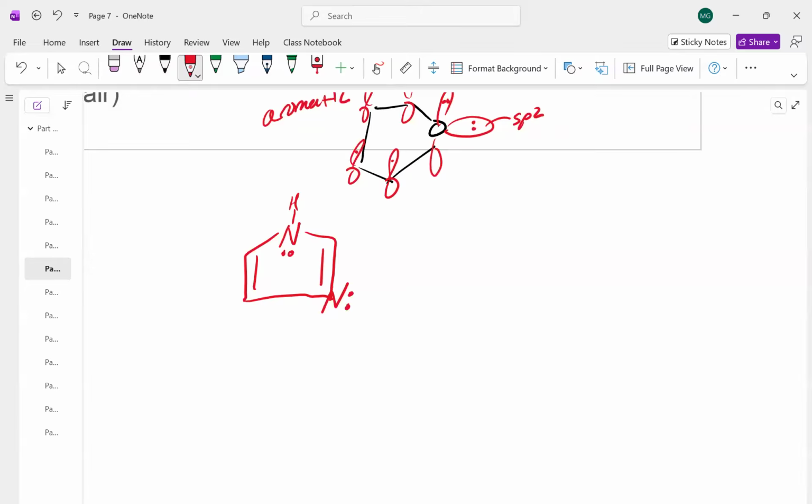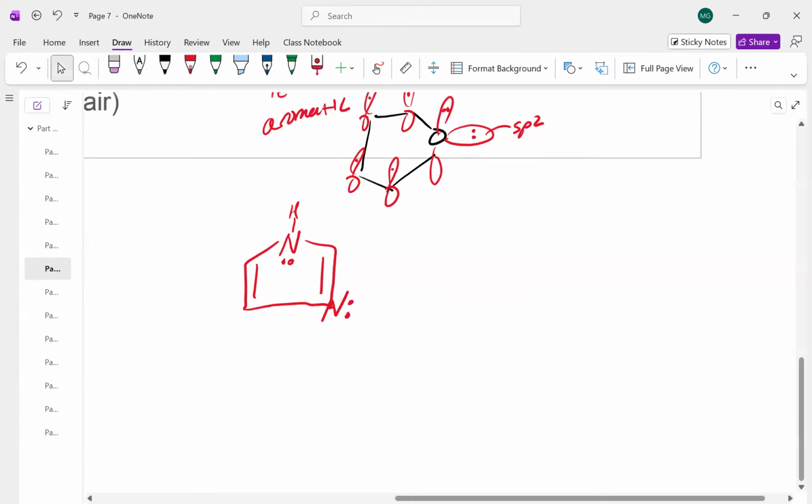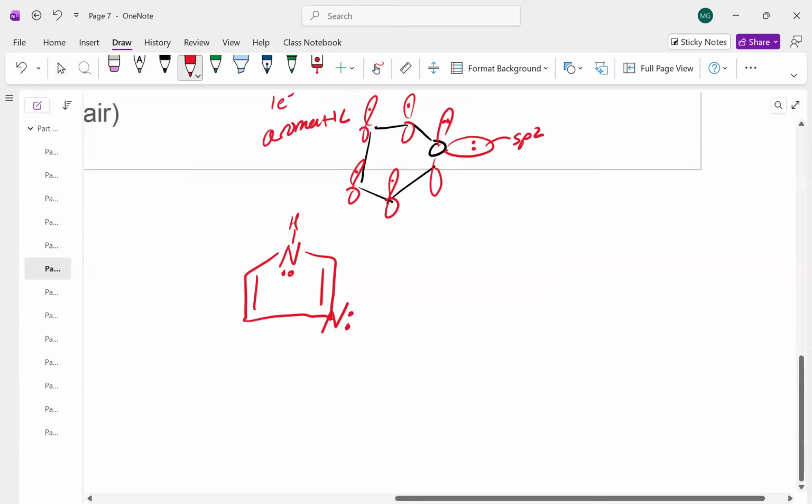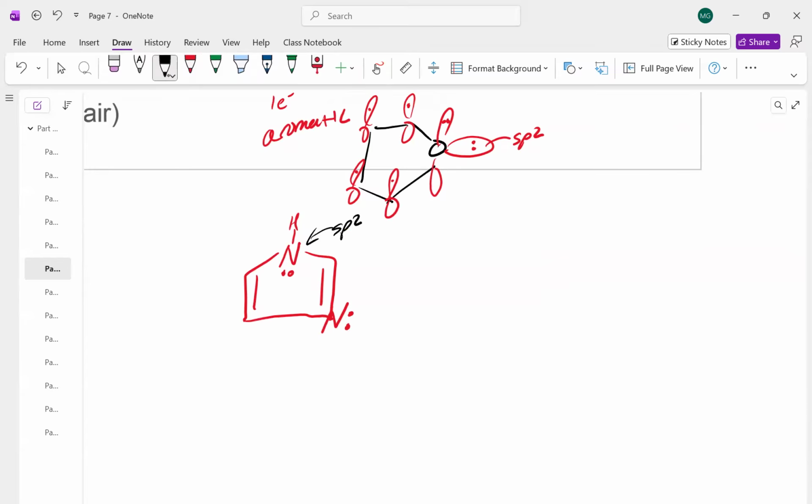It's cyclic. Are all the atoms sp2 hybridized? Well, this nitrogen right here, and I'd recommend drawing the resonance, is sp2 hybridized, even though it looks like it has 4 regions of electron density around it. I want you to work through the resonance to verify that.